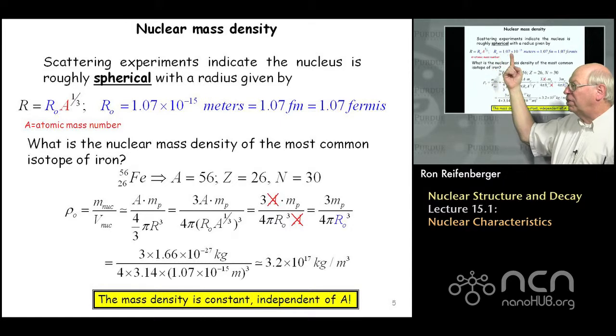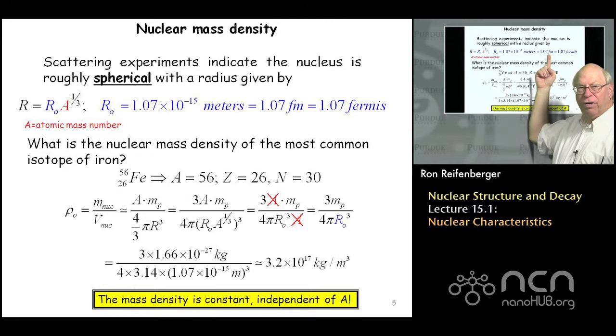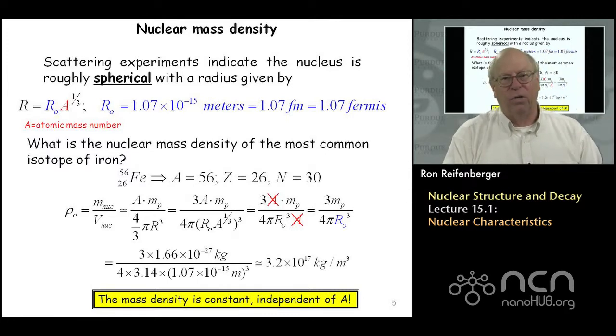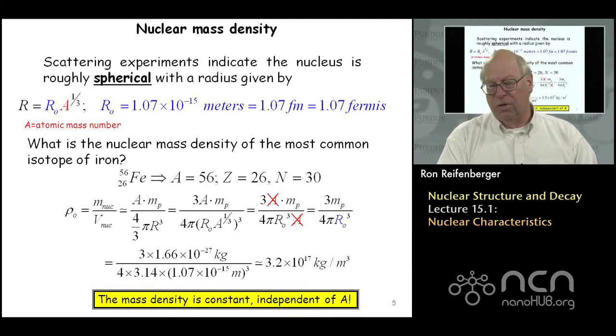So this parameter R0 is again an incredibly small number. It's about 1 times 10 to the minus 15 meters. 10 to the minus 15 meters is often abbreviated as a Fermi, and that's often written as lowercase f, lowercase m. So R0 is about 1.07 Fermis for nuclear matter. Once you've got an expression for the radius of a nucleus as a function of its atomic mass number, you can now start to calculate mass densities for nuclear matter.